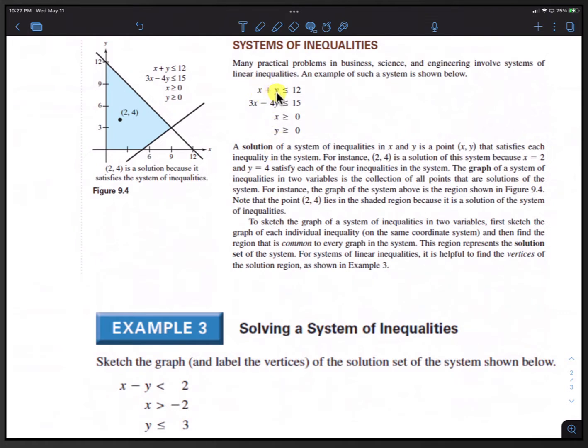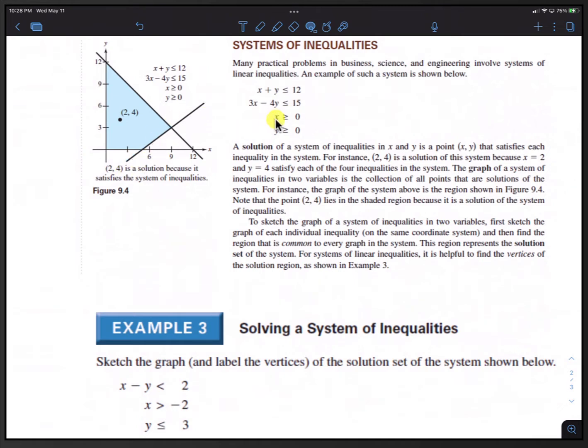So we have x plus y is less than or equal to 12. That would be this line right here. That's the line x plus y equals 12. We have another line, 3x minus 4y is less than or equal to 15. The line representing that would be this line here.